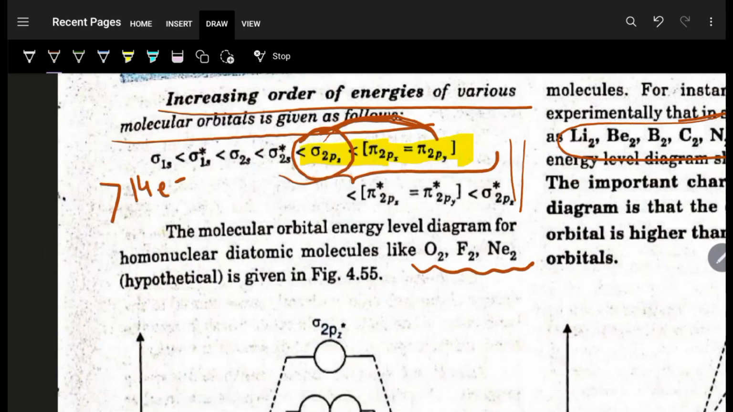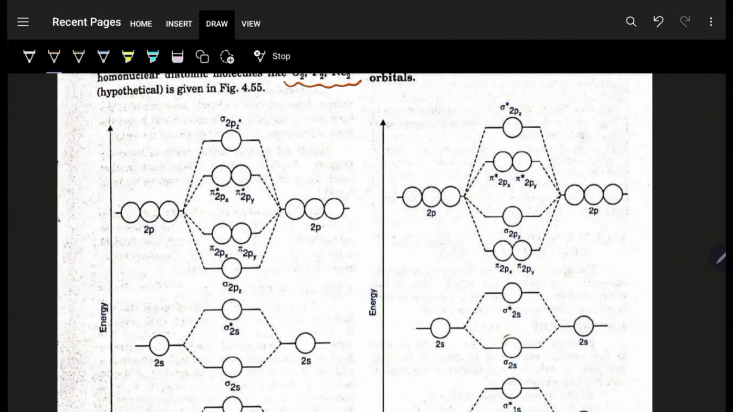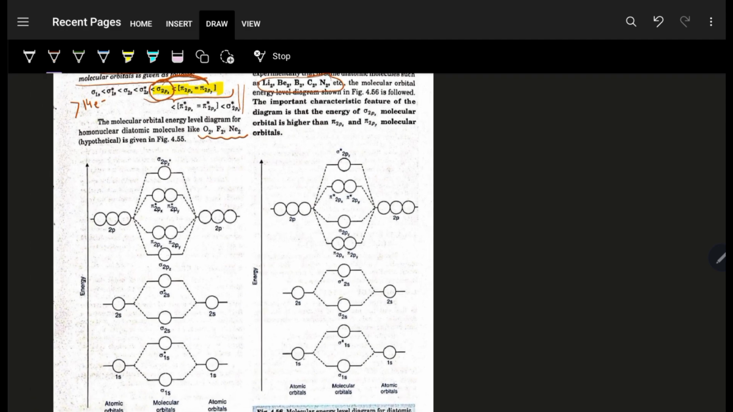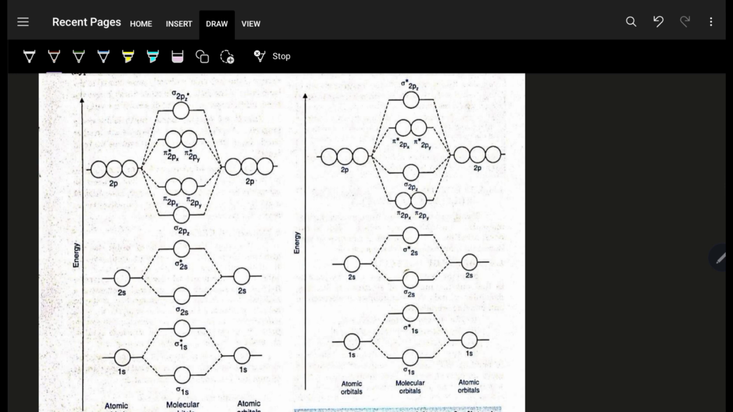So let us see O2, F2, Ne2. The question arises: why does the Ne2 molecule not exist? For that we need to find the bond order. You know what bond order is? Bond order is how many bonds exist between the atoms that form the molecule. Bond order is the number of bonding electrons minus the number of antibonding electrons, divided by 2.